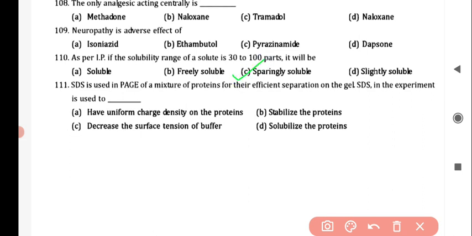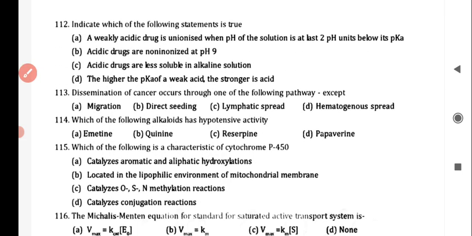Next question is, the SDS is used in PAGE of a mixture of proteins for their efficient separation on the gels. SDS in the experiment is used to, and the correct answer is option A, have uniform charge density on the proteins. Next question is, indicate which of the following statements is true, and the correct answer is option A, a weakly acidic drug is unionized when pH of the solution is at least 2 pH units below its pKa.